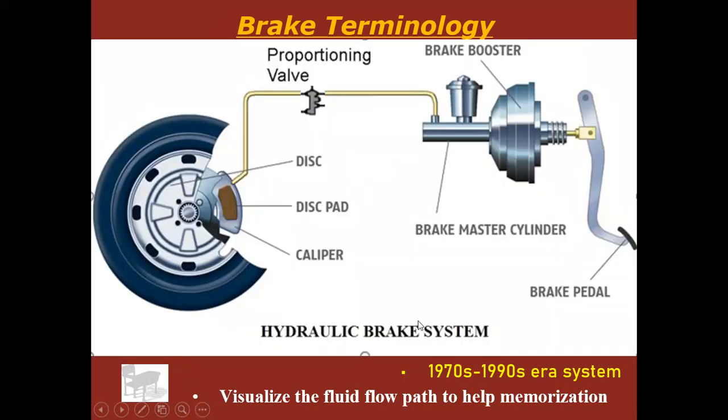But 70s through 90s, we start looking at the same type of system, but you've got a brake booster now that makes it easier for your foot to push down on the pedal. I guess they just didn't want people to work as hard. So you've got a brake booster, and then you have a proportioning valve that we'll talk about what a proportioning valve does. I'm not going to get into that on this slide. But the big difference, again, from the 60s to 70s through 90s, is you've got the brake booster and you've got a proportioning valve, okay?